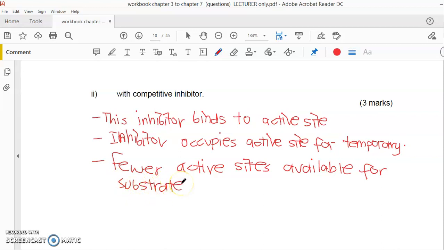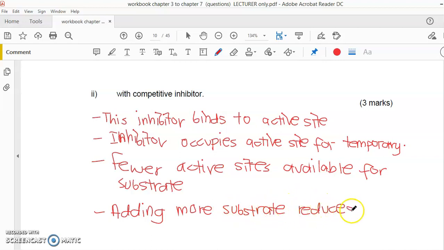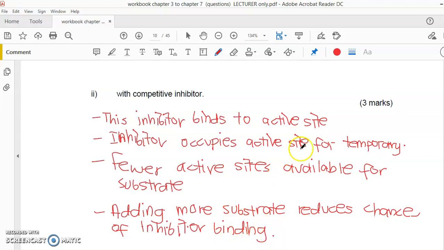So what you need to do to overcome this problem, you can add, or adding more substrates reduces chances of inhibitor binding. Okay, all right.